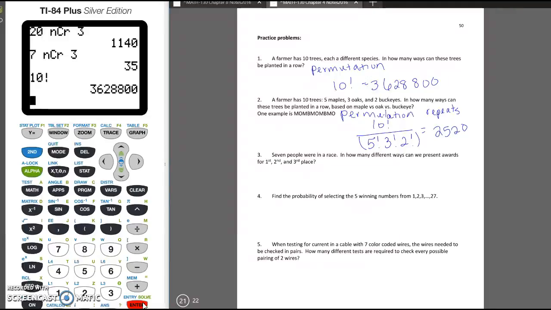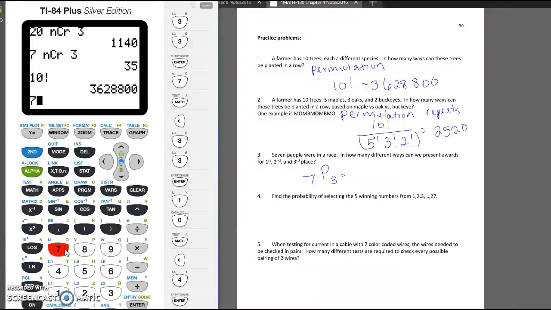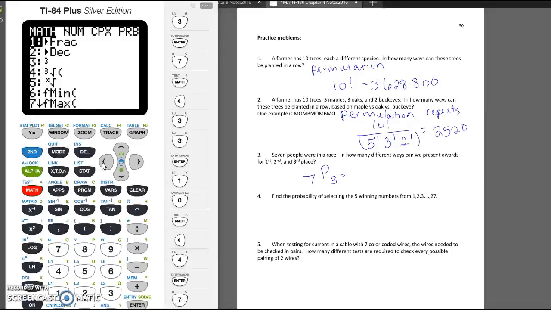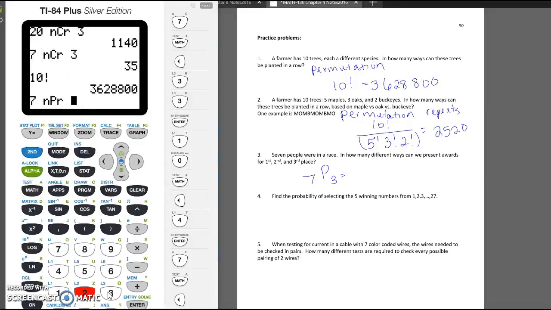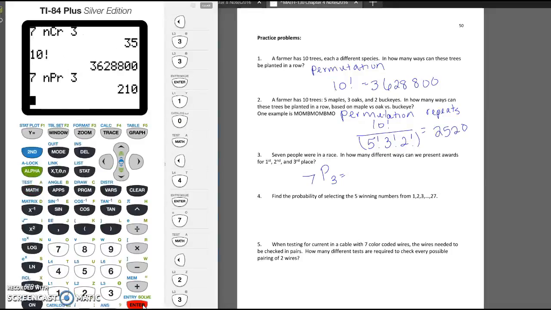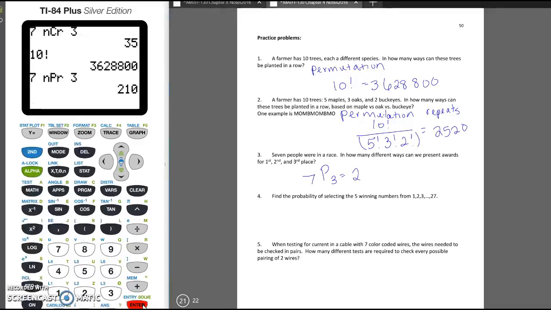Number 3 here says 7 people were in a race. How many different ways can we present awards for first, second, and third place? So here we're ordering 3 different people. So the order matters. So this is another permutation. And so there are 7 people and we're choosing 3 of them for first, second, and third place. So we're going to do 7P3. So we'd get 210.